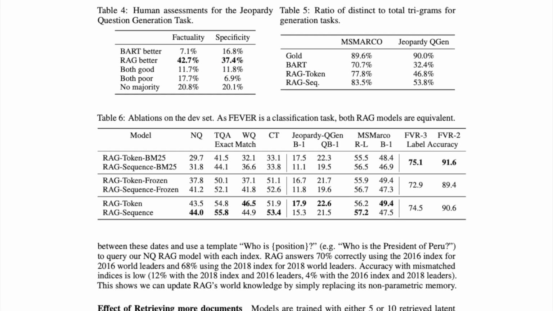Table 4: Human assessments for the Jeopardy question generation task. Table 5: Ratio of distinct to total trigrams for generation tasks. Table 6: Ablations on the dev set. As FEVER is a classification task, both RAG models are equivalent.